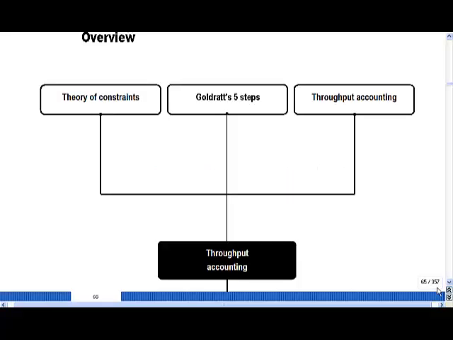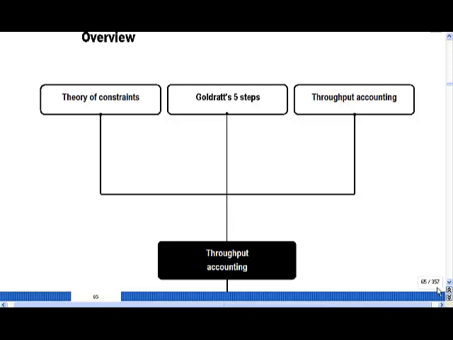Throughput accounting then is the last area in the first part of our syllabus, our specialist cost and management accounting techniques. Throughput accounting is essentially a performance management system that helps us understand where we should be focusing our production capacity. It's based on the theory of constraints.